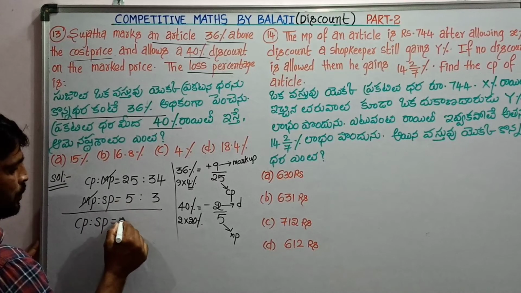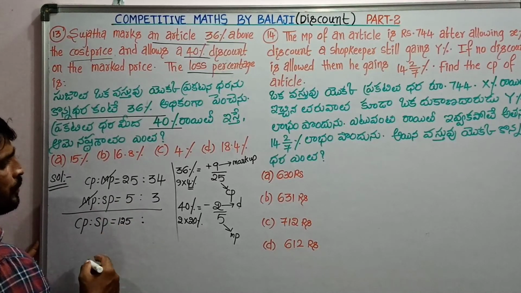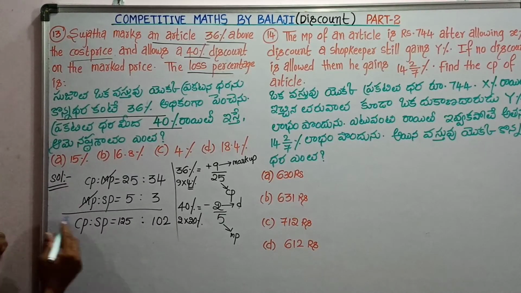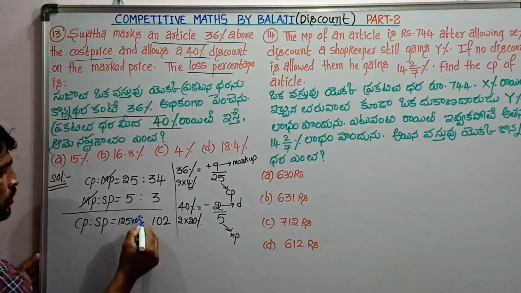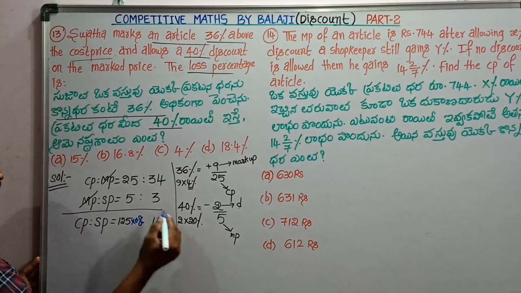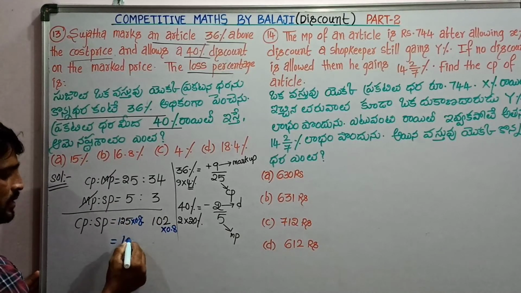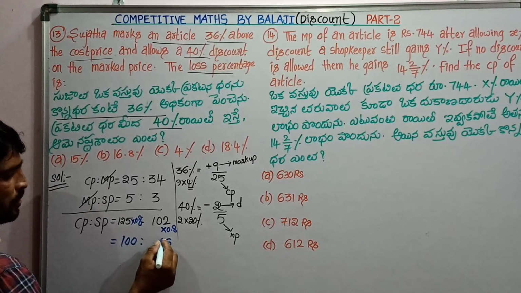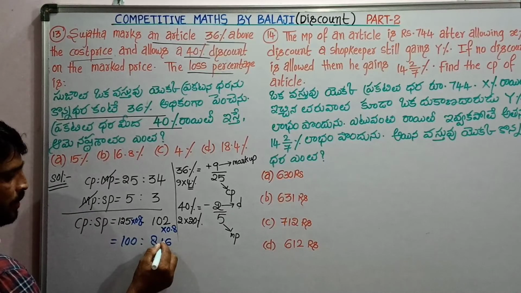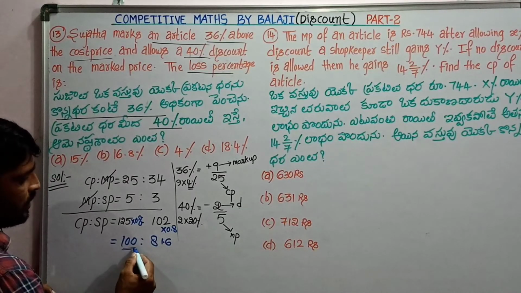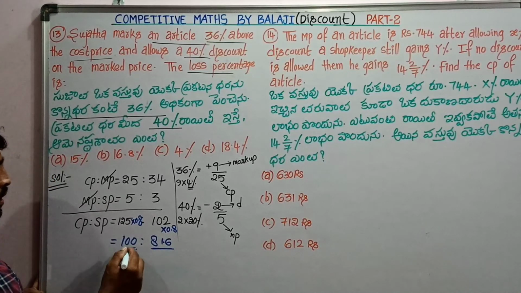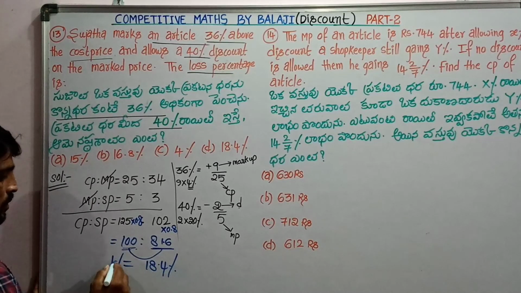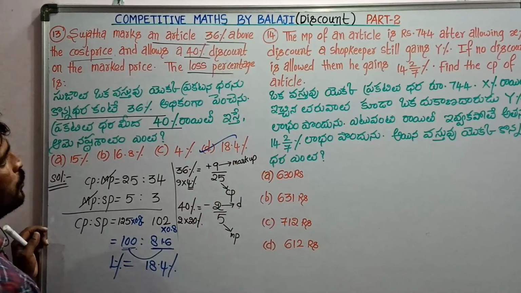That is 25 5s are 125 is to 34 3s are 102. Yes, we know that if we multiply 0.8 to 125, we get directly 100. That is 125 into 0.8 is 100, and 102 into 0.8: 8 2s are 16, so 0, plus 1, 8 1s are 8, that is 81.6. A 100 rupees article is sold at 81.6 rupees. There is a loss of 18.4%. So loss percentage is 18.4%.